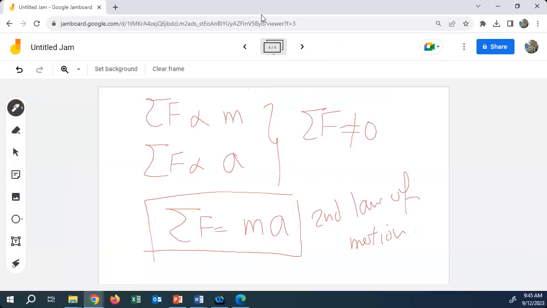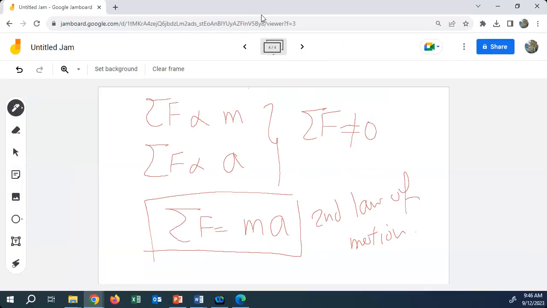If the net force is not zero, definitely the object will accelerate or decelerate. Okay? If the net force is not zero, the object will accelerate or decelerate. This is going to be Newton's second law. What does it mean? If you are pushing an object, pushing a force, or pulling a force, the object will accelerate. If the net force of the system is not zero, definitely the object will accelerate or decelerate.